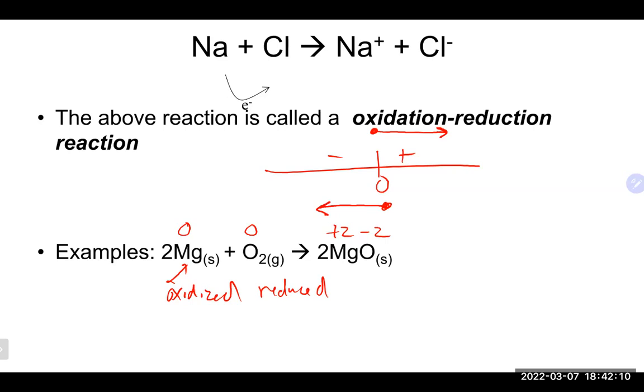Non-metals are typically the guys that will gain the electrons and become negatively charged. So whenever you have a metal and a non-metal come together, that is basically what's happening. The metal should always be the one oxidized. The non-metal is always the one that's being reduced. Any questions on that there?